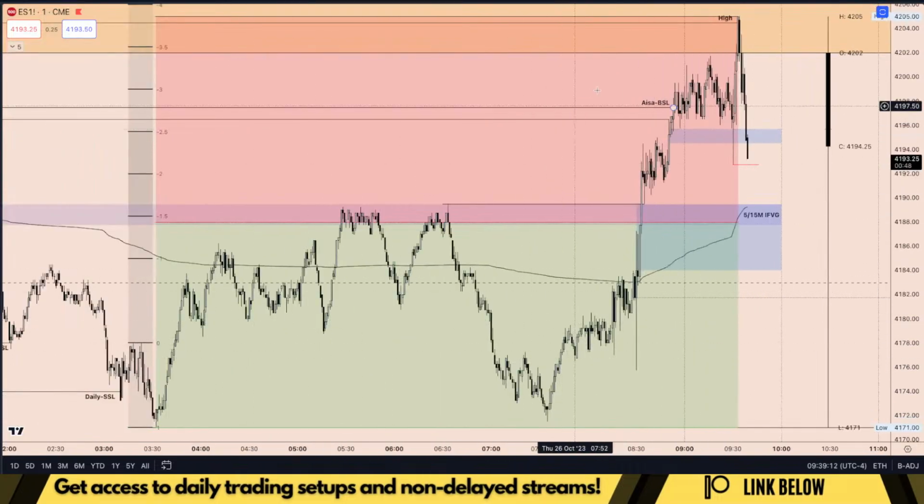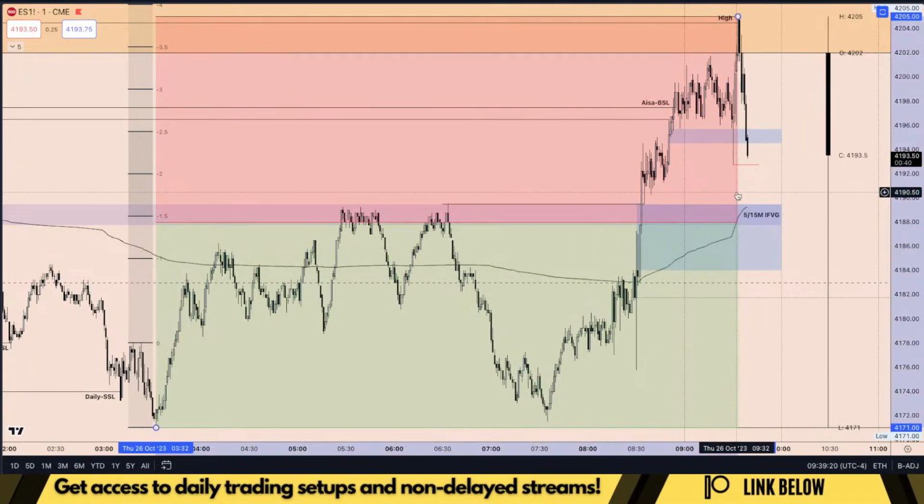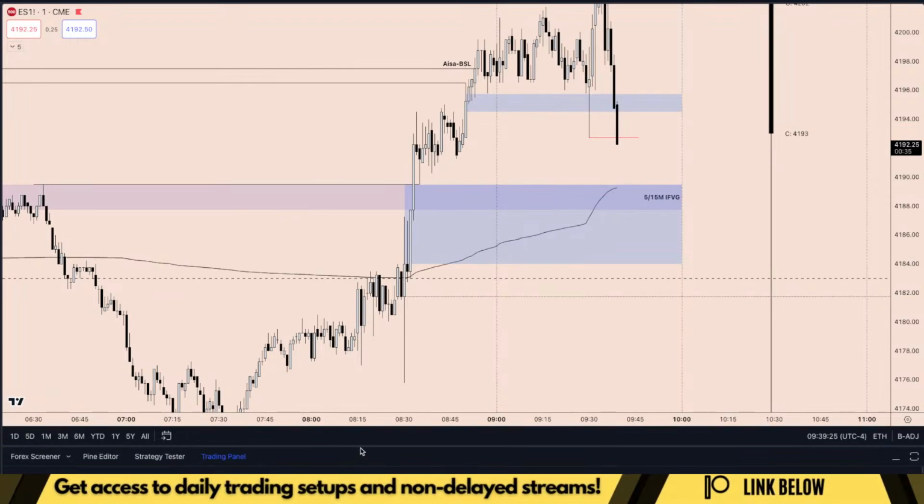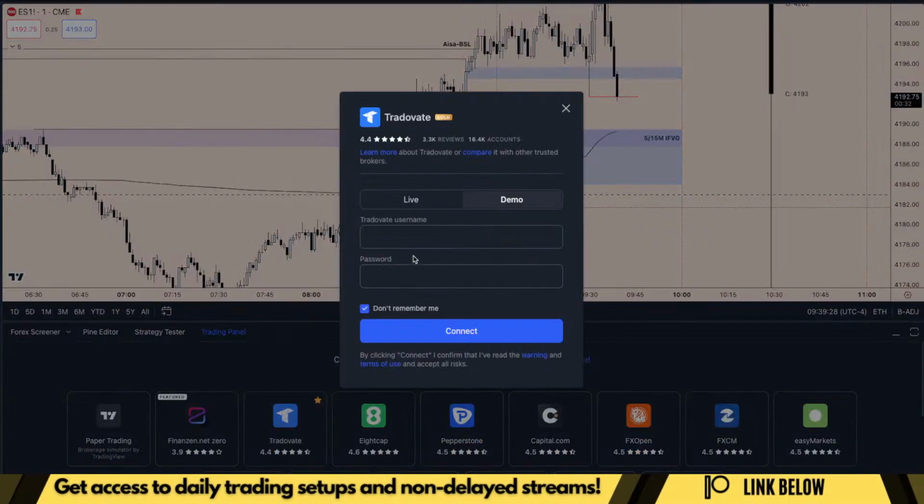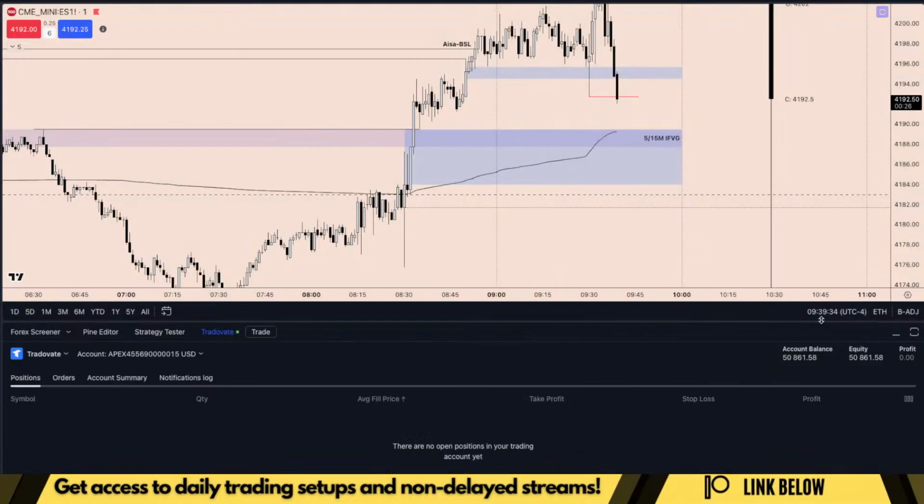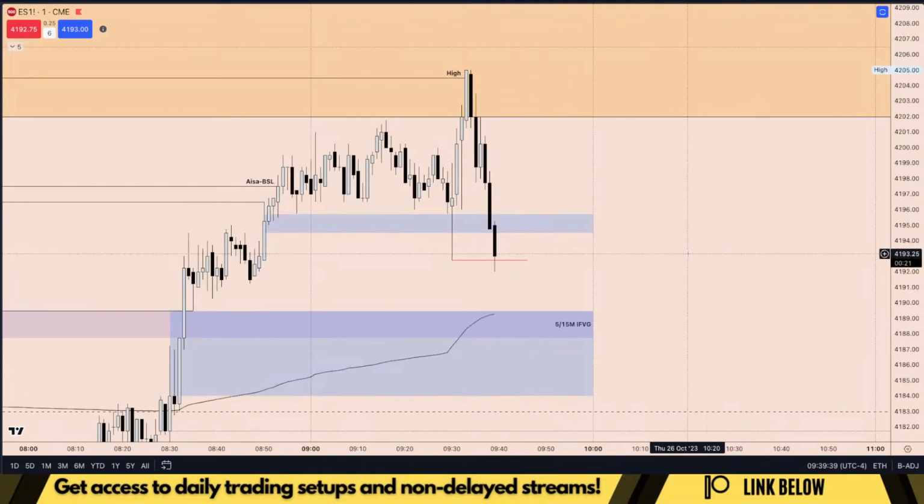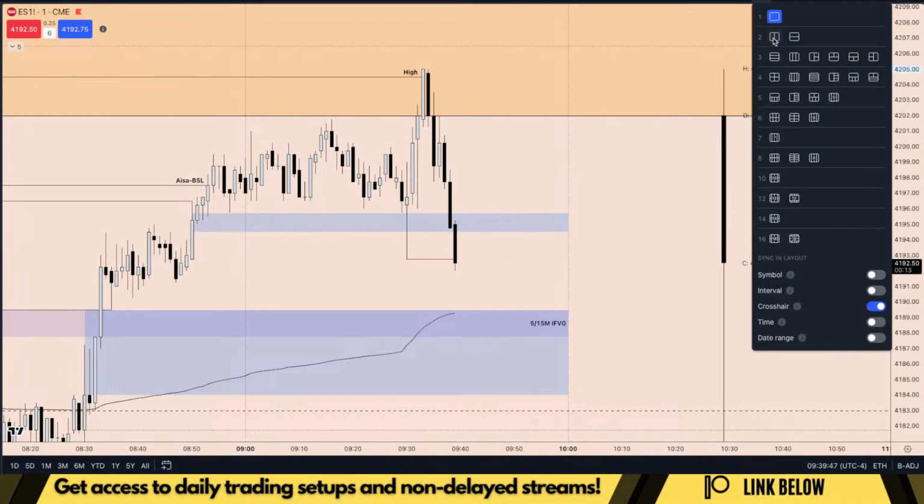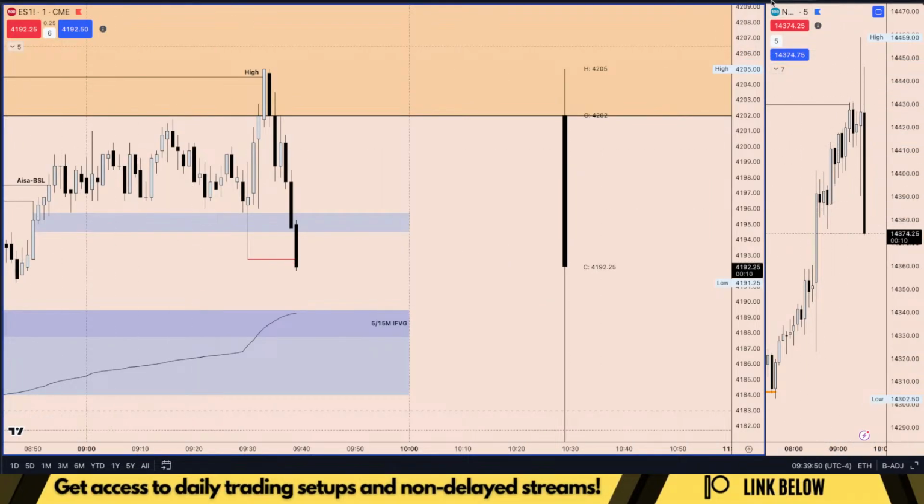This is our current daily range, high to low, sweep sell side below the 50%. We keep an eye on that. I gotta log into my TraderWeight account. Quickly take a peek at NQ. Same story on NQ.